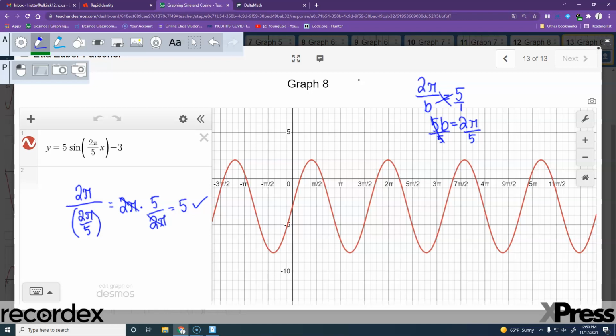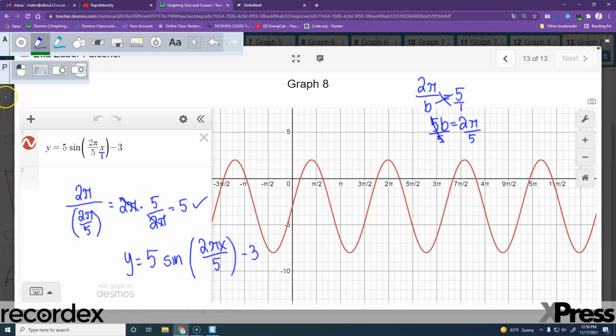One other thing that they might do here that might be confusing to you, they might write it like this: y equals 5 sine of 2 pi x over 5 minus 3. So that's just like they put that x over 1 and multiplied them together. So if you see that x in the numerator, it's the same as if it's over to the side. Okay, questions?